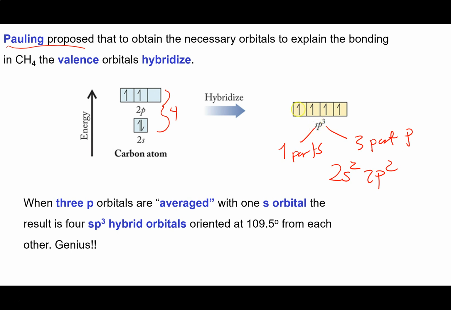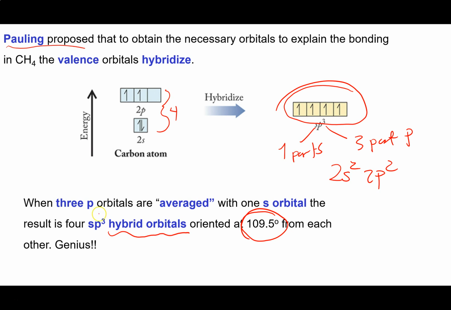Then you end up with 4 singly occupied orbitals when you put the electrons in them. What's really cool about this is that it gives us the right number of singly occupied orbitals. It also turns out that when you do the math, those orbitals are oriented at 109.5 degrees from each other. So it works. This gives rise to the idea of what we call hybrid orbitals. In this case, we've got sp3 hybrids because they are 1 part s and 3 parts p.